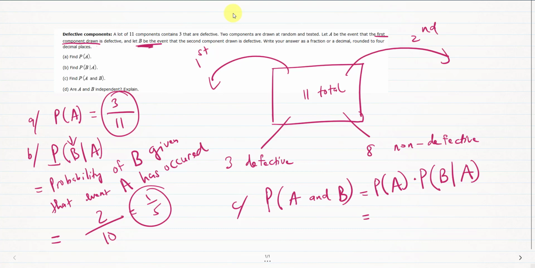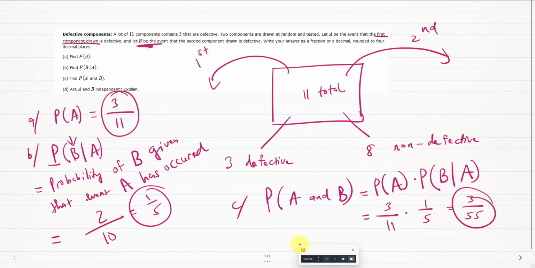Okay, so P of A, we got that earlier, 3 out of 11. And then P of B given A, which is the second part, 1 over 5. And that would be 3 out of 55.